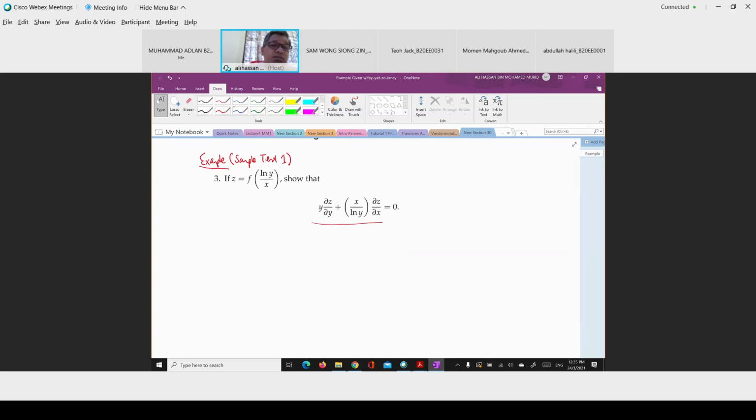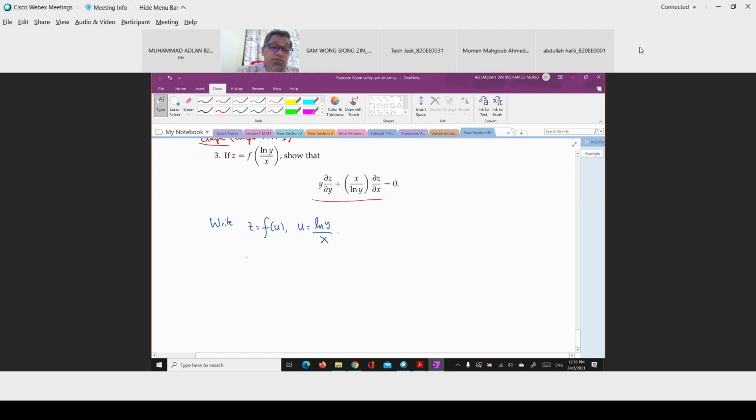Using the idea used in the previous example, we can think of z here as a function of u, where u is a function of two variables, ln y over x. You can write z in this form. So let's calculate z partial x first. It is equal to f prime u, then we differentiate u with respect to x. We don't know what f is, so f here is some function, not specified.